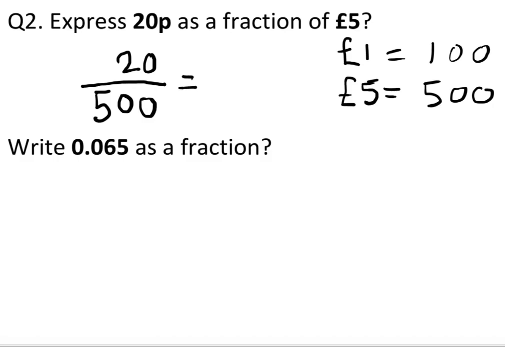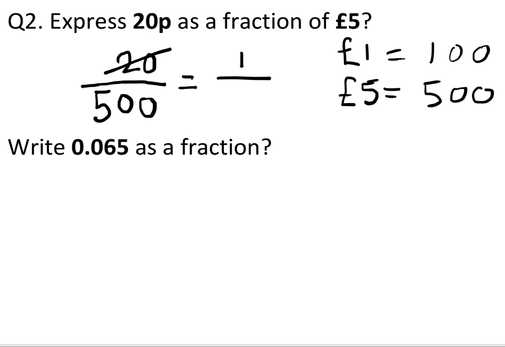Now, is that right? Have we finished, do you think? Or can we simplify it? I think we can simplify it. So basically, how many 20s have we got in 20? So in 20, we've got one 20. But how many 20s in 500?